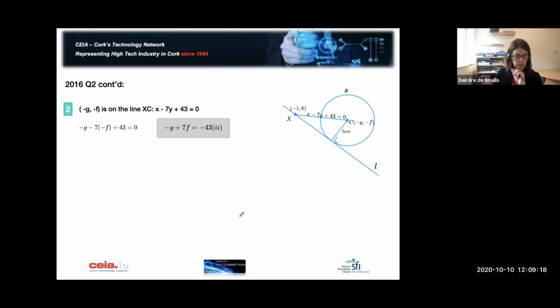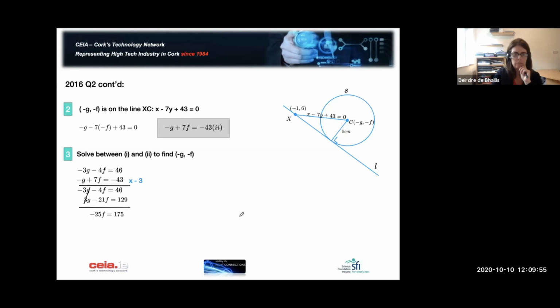So now, two equations, two unknowns. I'm simply solving between the equations, using my simultaneous equations to do that. If I want to eliminate one, it looks like g in this case is the easiest to eliminate. I'm going to have to change the sign on g, so I'm going to multiply the second line by minus 3. That gives me this, and it's g that I'm eliminating, which yields minus 25f is equal to 175.